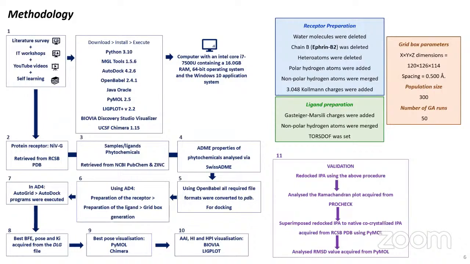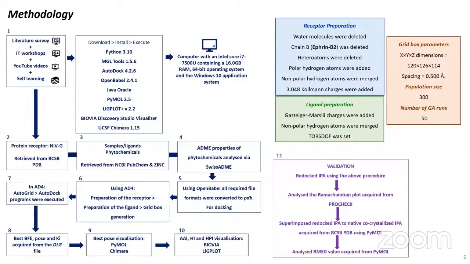Then 2VSM was loaded onto AutoDock and prepared for docking by removing all the water molecules, chain B, and heteroatoms, along with adding polar hydrogen atoms and Kollman charges, and merging the non-polar hydrogen atoms. Afterwards, a phytochemical was loaded and prepared by adding Gasteiger charges, merging non-polar hydrogens, and setting its torsions. These steps were followed to optimize the docking process.